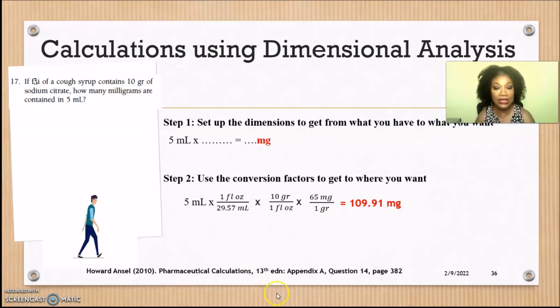So dimensional analysis is quite simple as long as you get the hang of it and you know what needs to be at the numerator, what needs to be at the denominator, what needs to be at the top, what needs to be at the bottom in order for the units to cancel out, then you're good to go. This is totally fine, but you need to place your units there. Alright? So I do hope that this explains a little bit more on dimensional analysis.